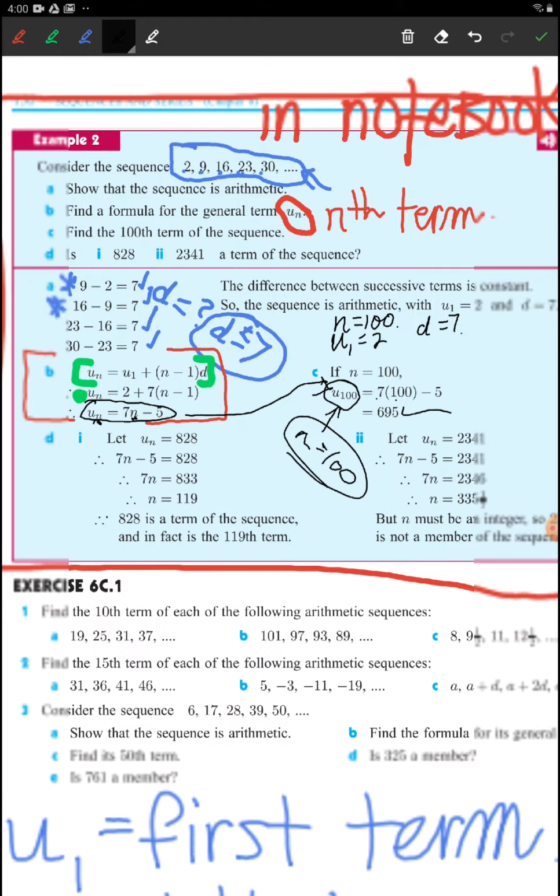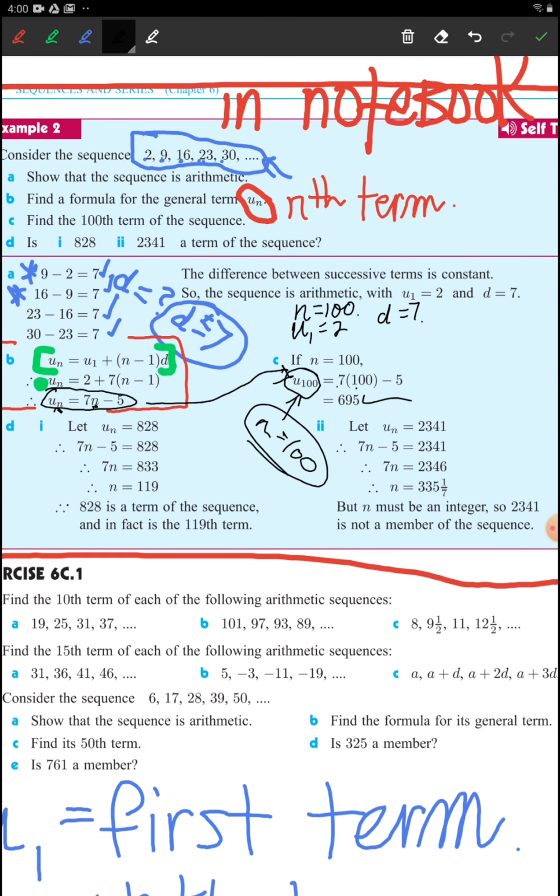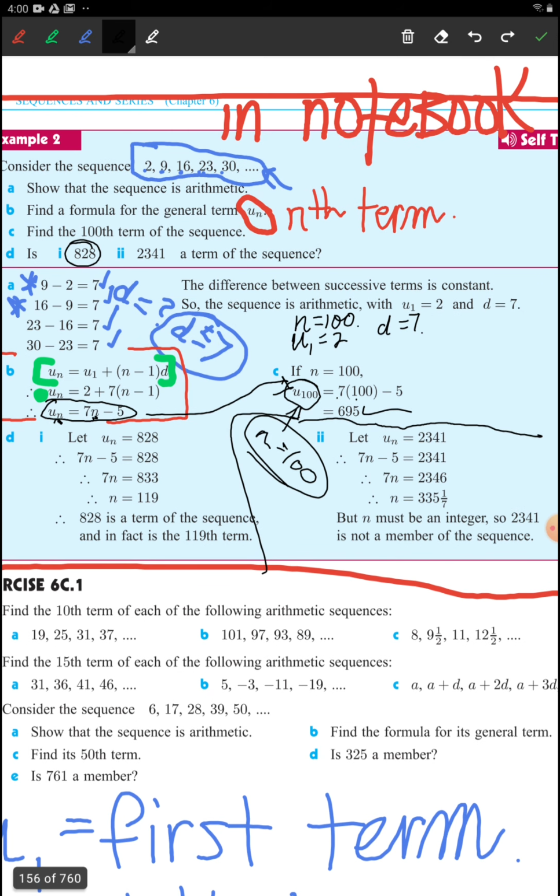Pretty simple. And now part D: they are asking if these two numbers are going to show up in this sequence. They're huge numbers, so it's not like we can just hop a few numbers down the row and say yes or no. We have to actually do the math. They want to know, is 828 a term? So this is what they did.